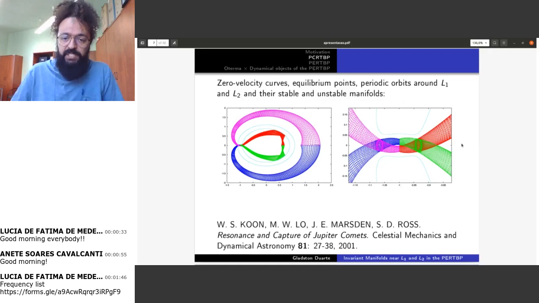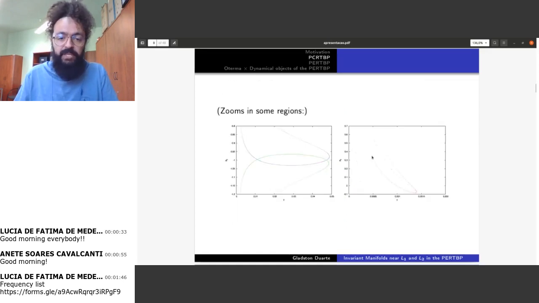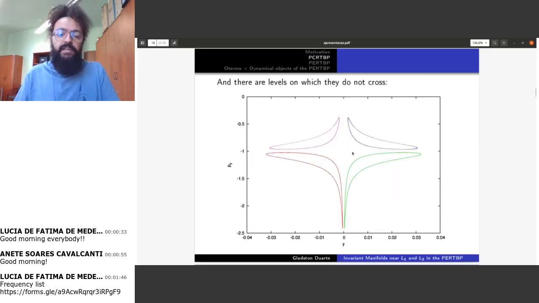It can be better seen when we compute the Poincare section here. Recall that this is a projection in the configuration space, so we have more dimensions here. So we have the opportunity to compute the Poincare section here. And there are some energy levels where you do have some intersection. Let me zoom in just to see it clearly. And there are some energy levels where you don't have it.